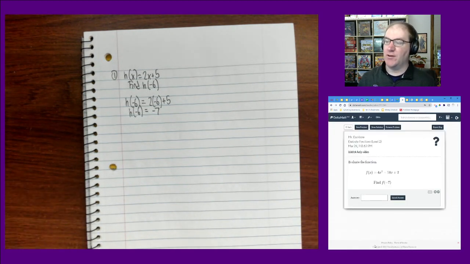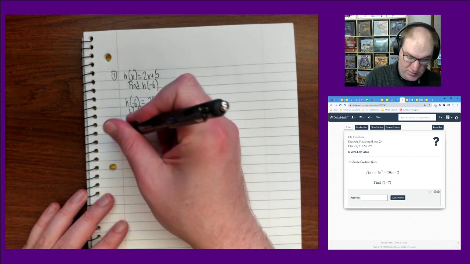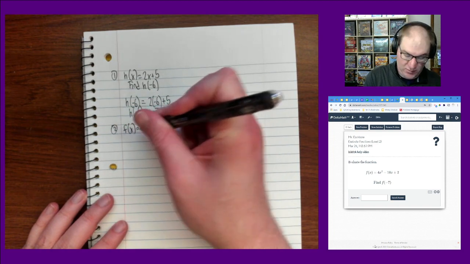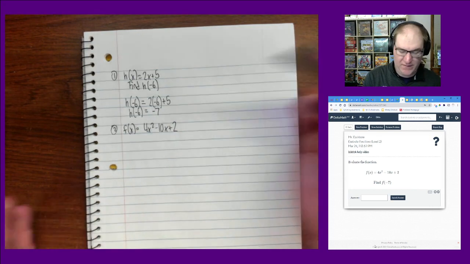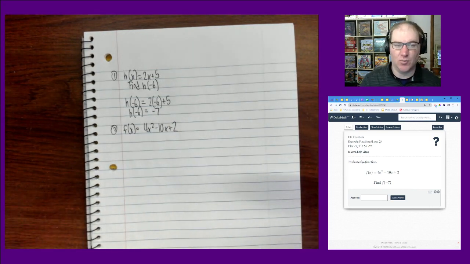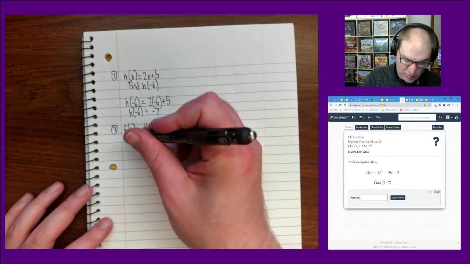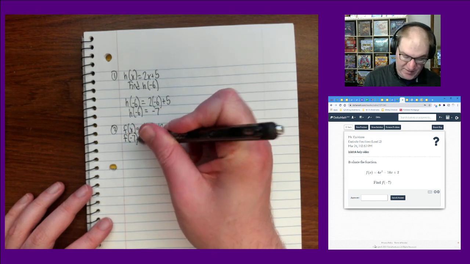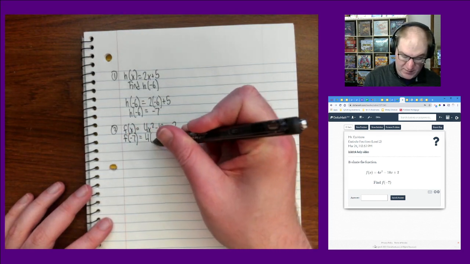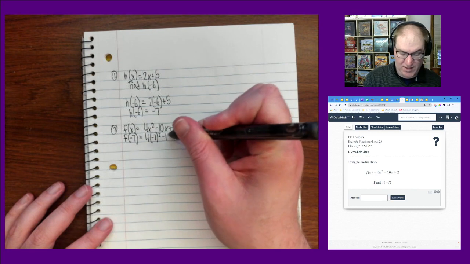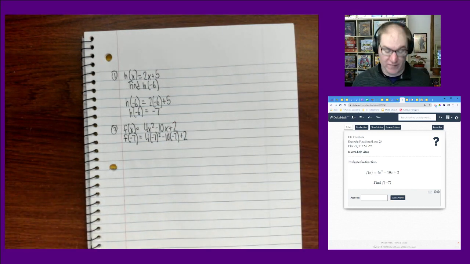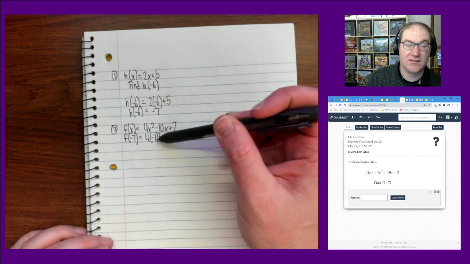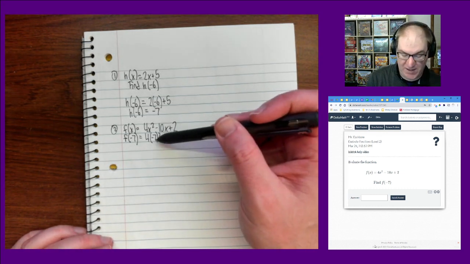Question 2, evaluate the function. So now they want us to do f of x equals 4x squared minus 10x plus 2. This is the same kind of problem, it's just a little more complex. There's two x's, right? So let's put in f of negative 7. So I'm going to get 4 times negative 7 squared minus 10 times negative 7 plus 2. Make sure you follow the order of operations here. Let's do the exponent first before we multiply.